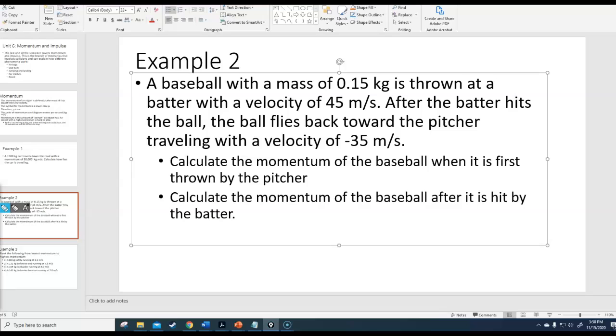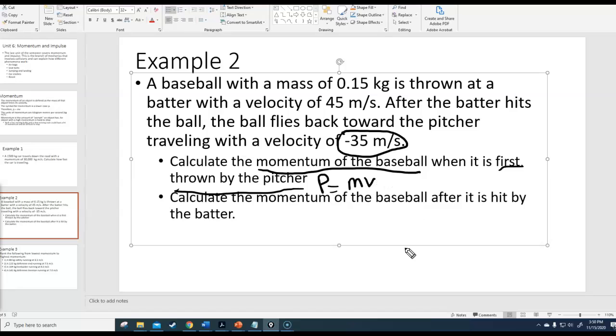Remember, the difference between speed and velocity is that velocity has direction and speed does not. So the negative sign right here basically indicates that the velocity is now in the negative direction because it's going backwards towards the pitcher. That means momentum can also be either positive or negative depending on direction. So in any case, the momentum of the baseball when it's first thrown by the pitcher, of course, momentum is just mass times velocity.